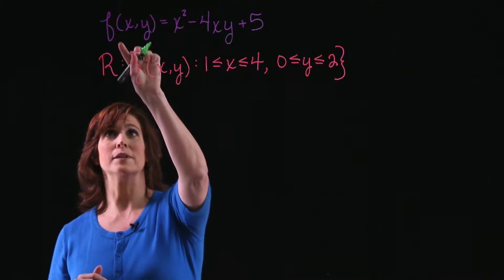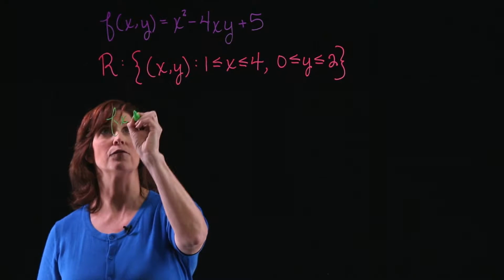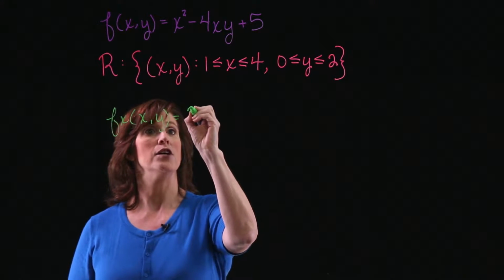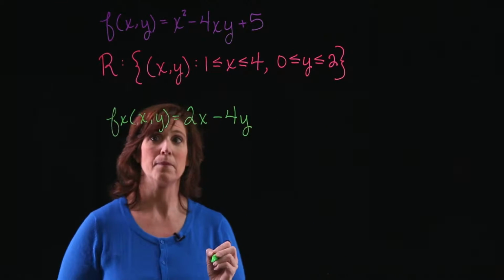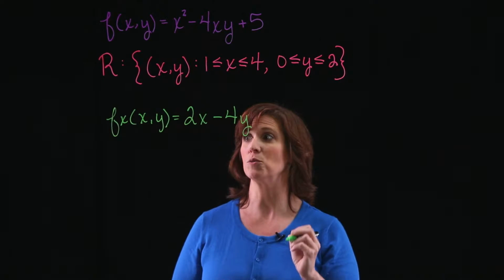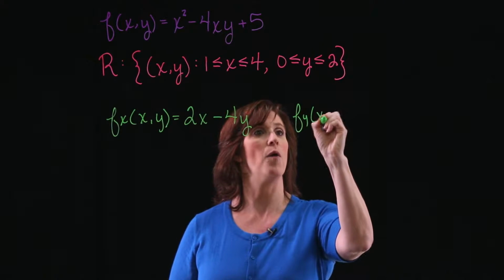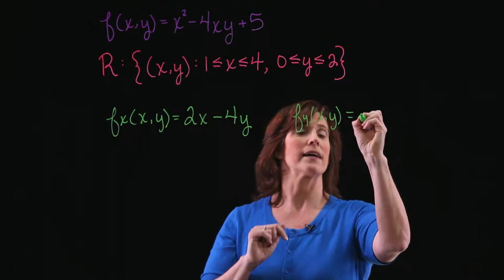In order to find critical points, I need to find the first partial with respect to x. So I'll begin with the first partial, which is going to be 2x minus 4y. And then I also need the first partial with respect to y. So the first partial with respect to y is going to be minus 4x.